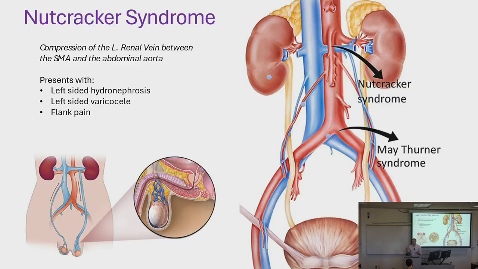And so if you see males with hydroceles, varicoceles, and it's on the left side, then you might be thinking, oh, let me make sure that there's nothing compressing the left renal vein. Okay, a lot of times that will happen in different kinds of cancers that are in the abdomen. All right, any questions there?